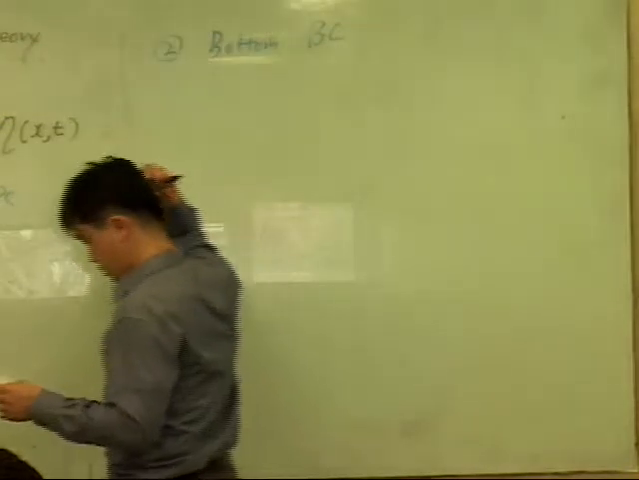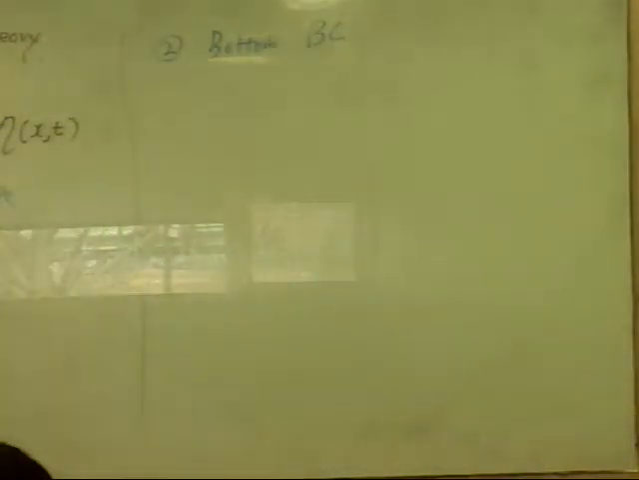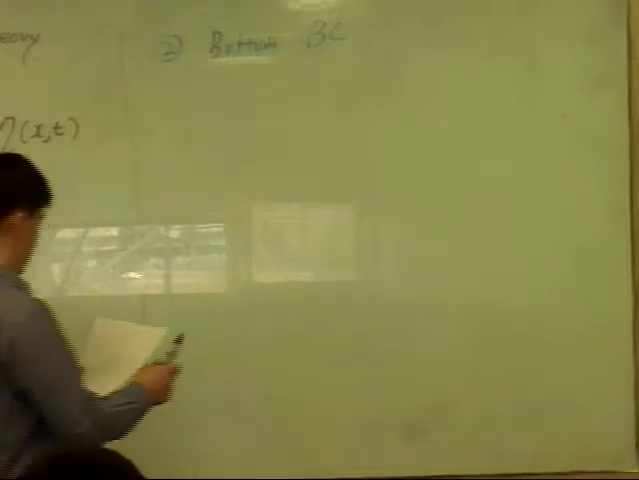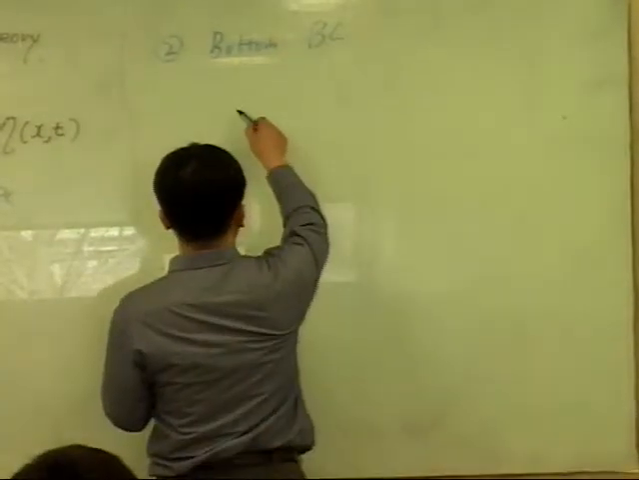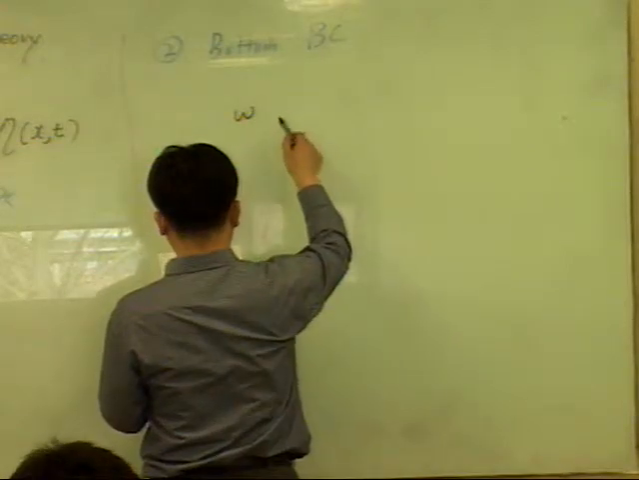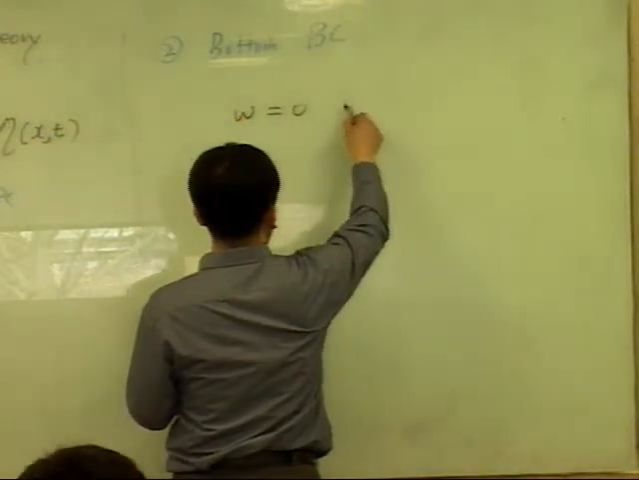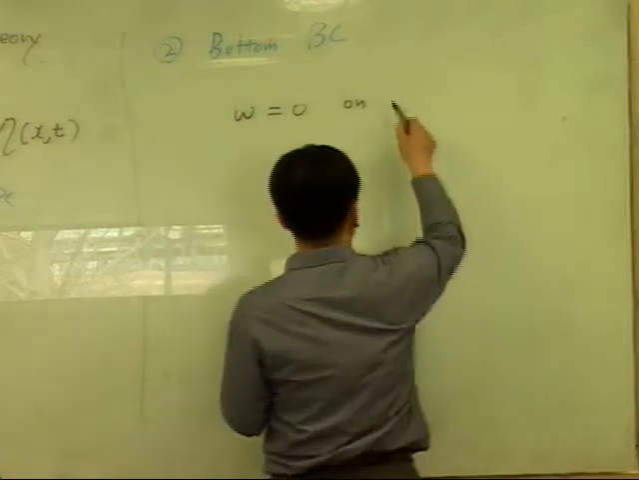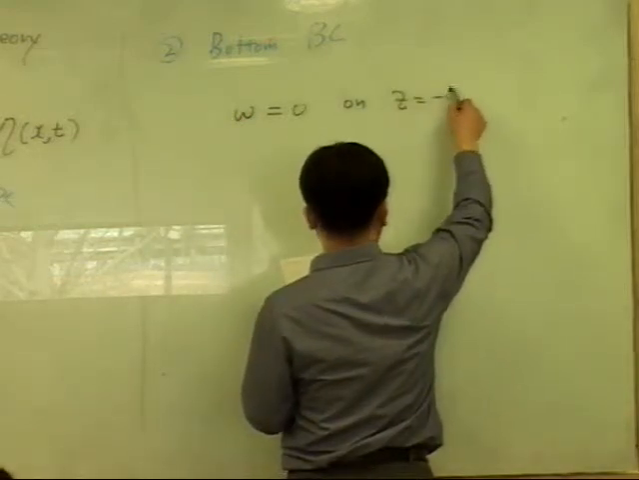Boundary condition. Okay. This is the bottom here. At the bottom, there is going to be no velocity normal to this bottom surface, right? So W equals 0 on g equals minus H.